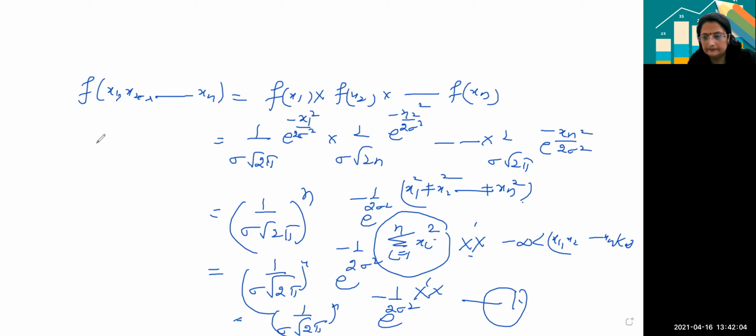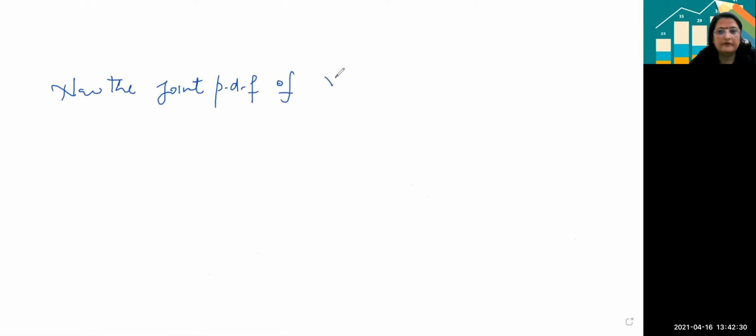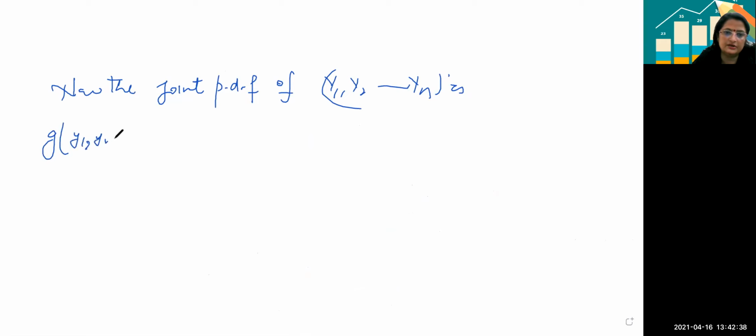We have already done the procedure of how to find the PDF of the transformed variables. Now we have the transformation of the variables in terms of y. So in order to find the PDF of y, we have to find the Jacobian of transformation. So now the joint PDF of y1, y2, so on up to yn is given by f, here we will take g1, y2, so on up to yn.